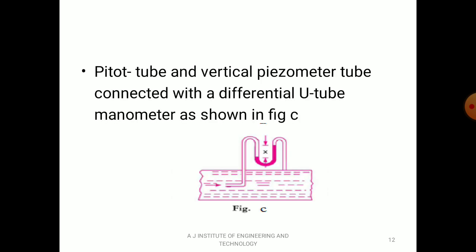In the third case, the pitot tube and vertical piezometer tube are connected with a differential U-tube manometer, as shown in the figure. So in the third case we connect the pitot tube, then the piezometer and the U-tube. The U-tube measures the rise of liquid level, that is small x. By knowing small x, we can calculate small h. By knowing small h, we can calculate velocity. By knowing velocity, we can calculate discharge.